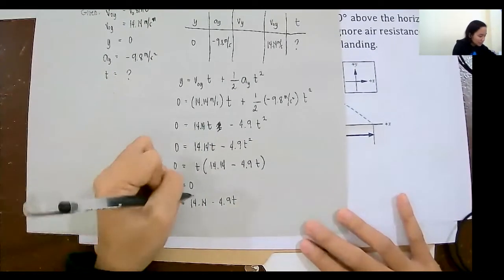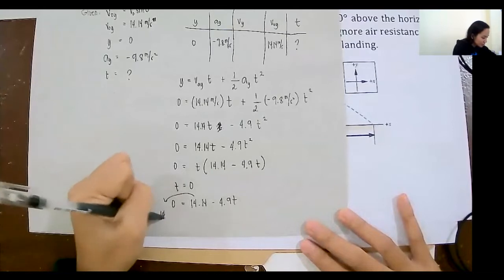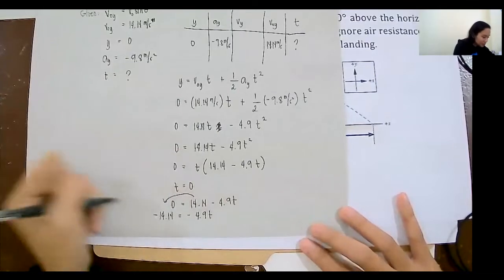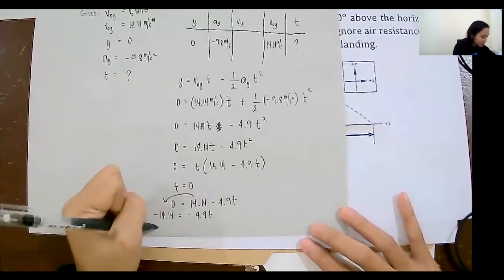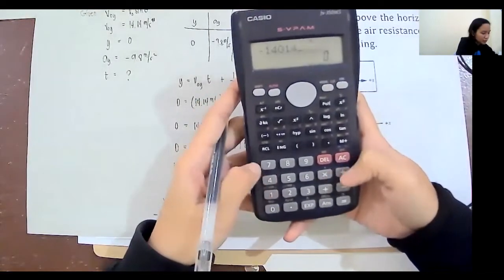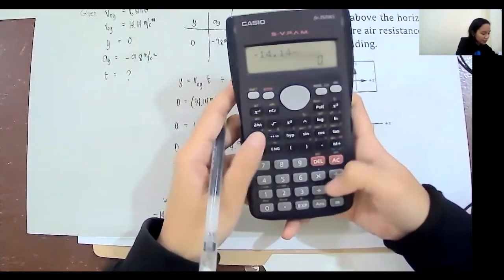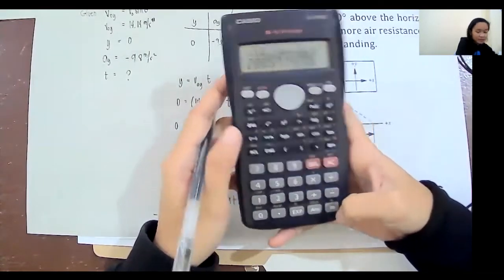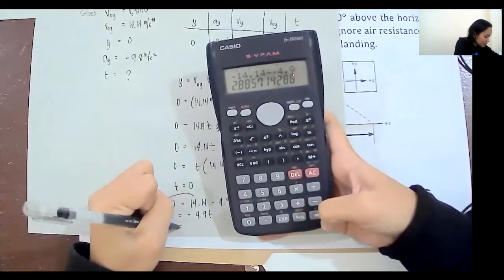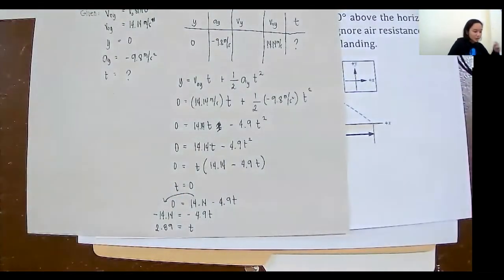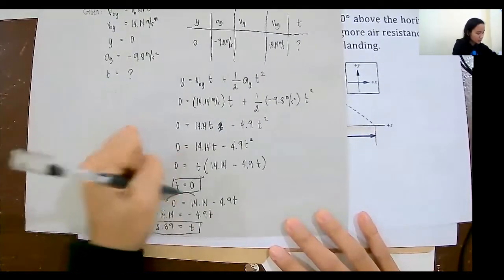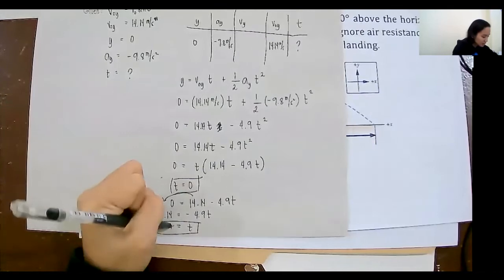Then I will transpose this, so negative 14.14 is equal to negative 4.9 times time. Then I will divide both sides by negative 4.9. So negative 14.14 divided by negative 4.9 is 2.89. So 2.89 is equal to time. From this, you have two answers for time, the 0 and the 2.89 seconds.